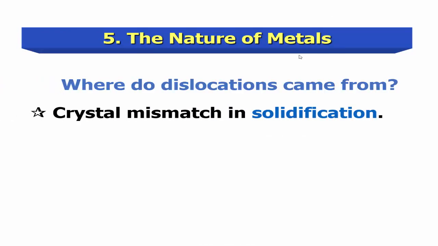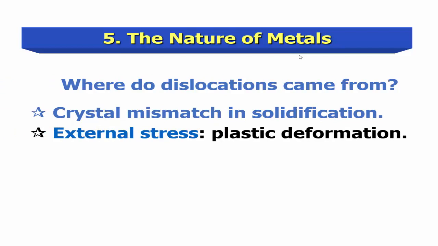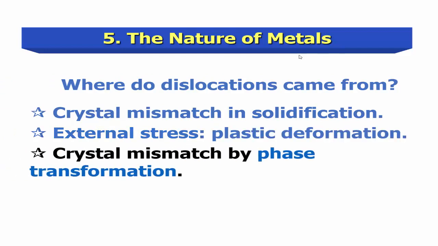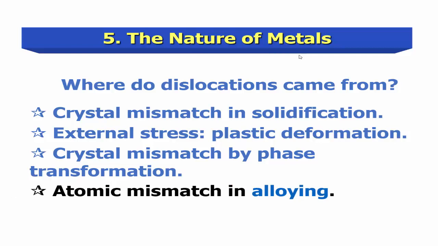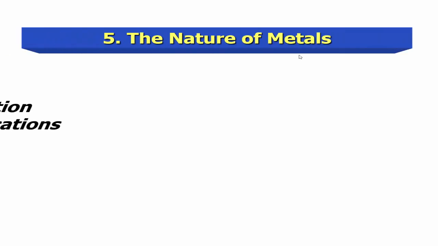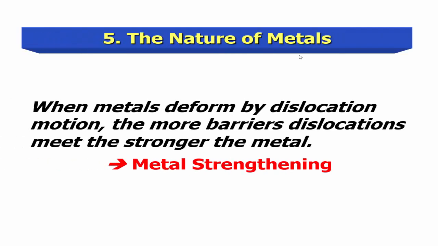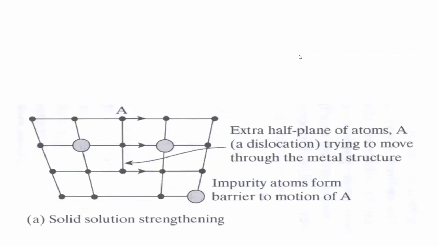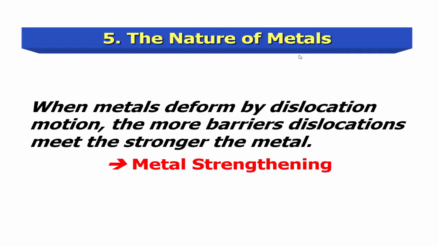So where do these dislocations come from? By crystal mismatch in solidification, and there is also external stress, I mean here plastic deformation. We have also crystal mismatch by phase transformation, and we have the atomic mismatch in alloying. So when metals deform by dislocation motion, the more barriers dislocations meet, the stronger the metal. And we have here also what is called metal strengthening.